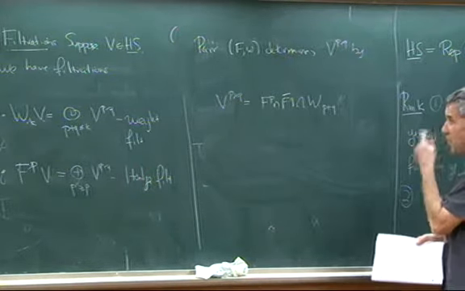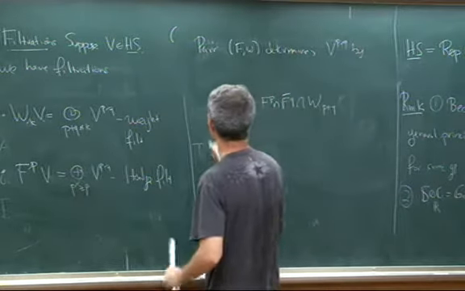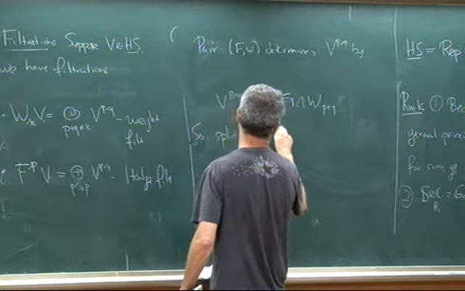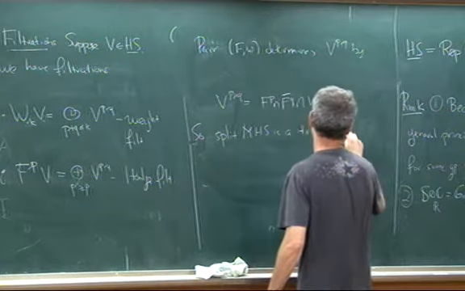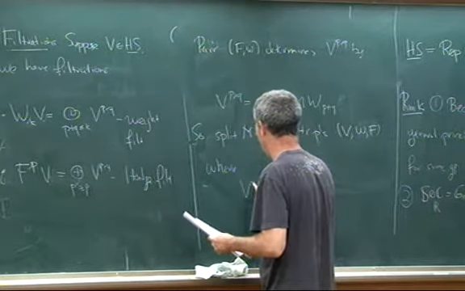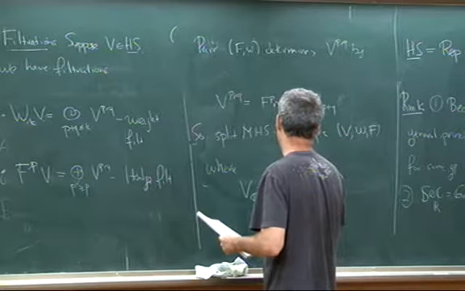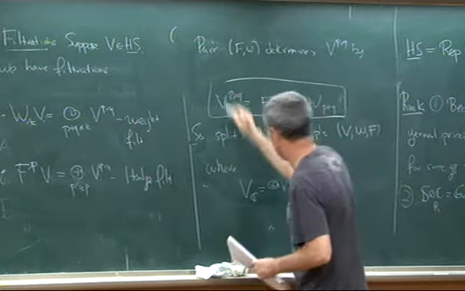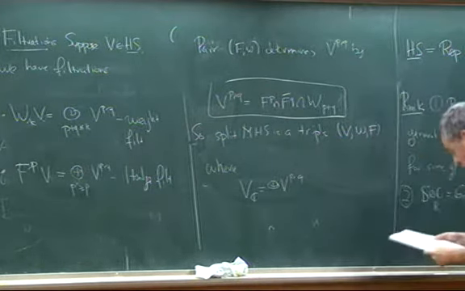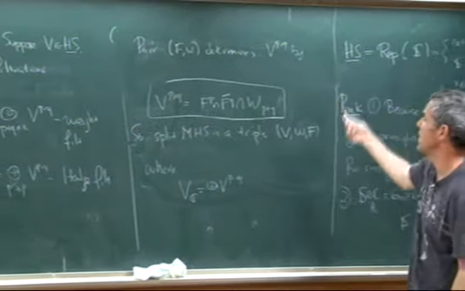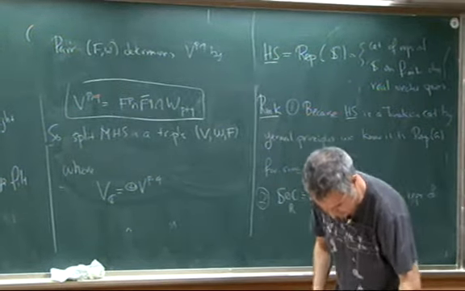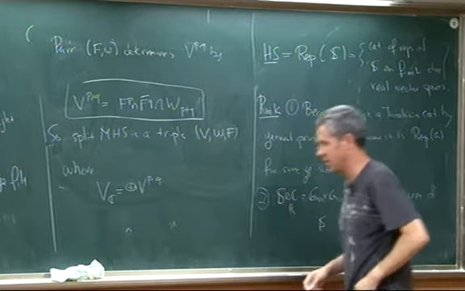So you could say that a split mixed Hodge structure is just a triple V, W, F where VC is a direct sum of the VPQs, and the VPQs are defined like this. If you say that, then it's built into the definition that VPQ bar is equal to VQP. So you can define mixed Hodge structure in terms of just the weight filtration and the Hodge filtration.